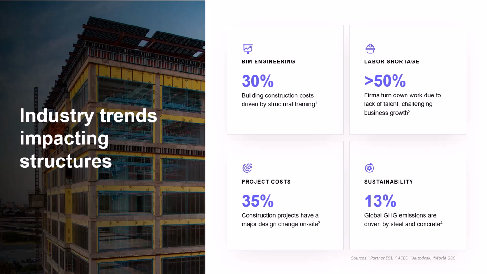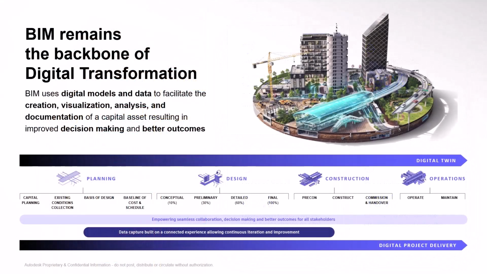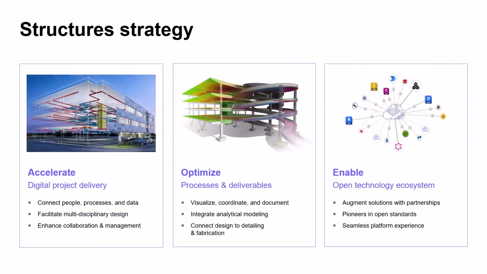And of course, sustainability is critical. So steel and concrete alone account for 30% of global emissions. So these trends show why digital transformation is so important for our industry. And BIM is at the center of this transformation. It connects data, people, and processes, allowing continuous improvement and better decisions. By using digital models, we can create, visualize, analyze, and document the buildings more efficiently. So this connected workflow helps all stakeholders collaborate and leads to better project outcomes.